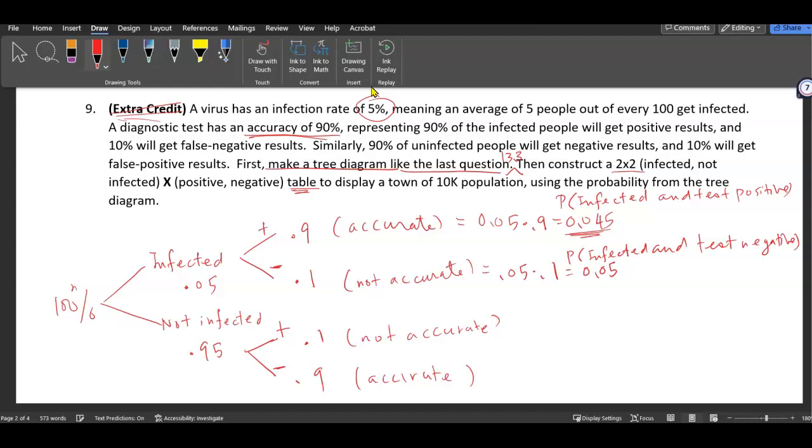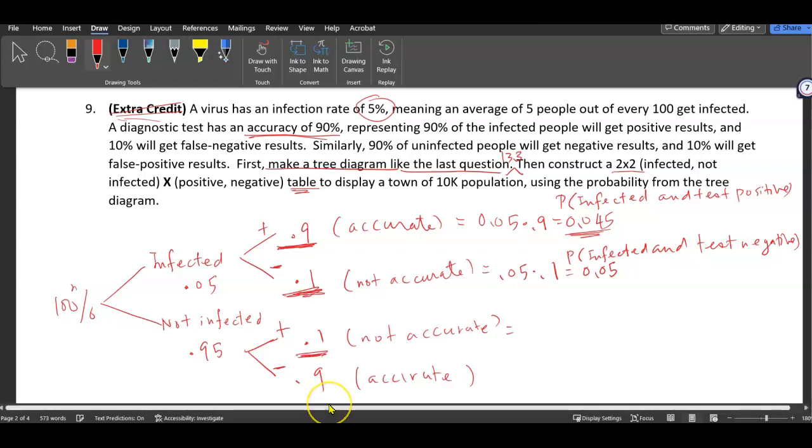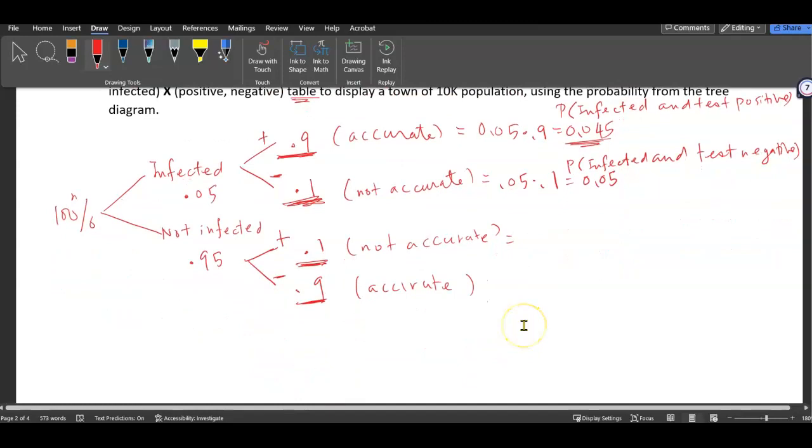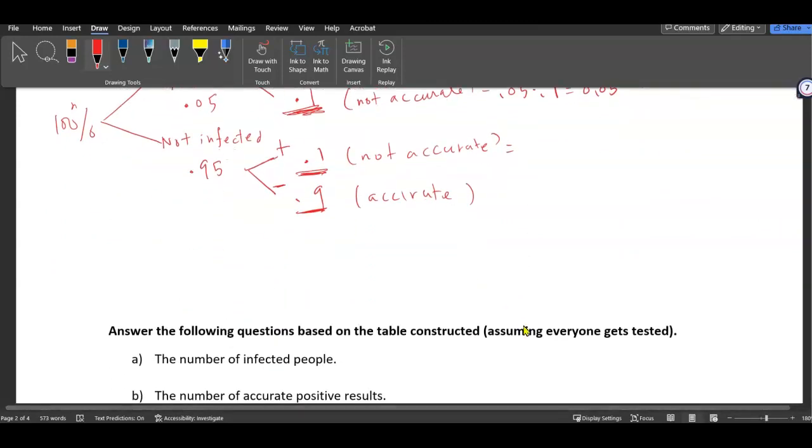Okay, so make sure that you know what each one means. This one is tested positive given that it's infected, right? Tested negative given that it's infected. Tested positive given that it's not infected. Tested negative given that it's not infected, right? So with that, you can finish, and then you can make a table.